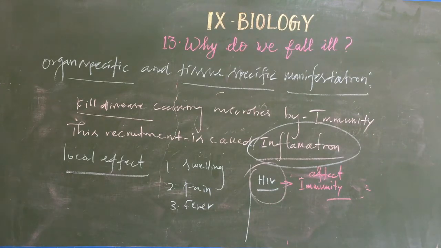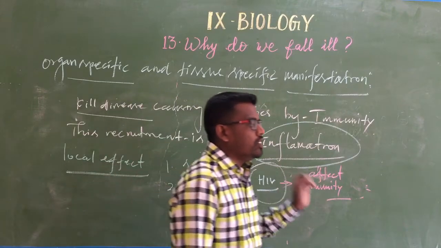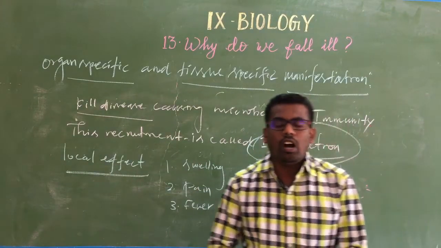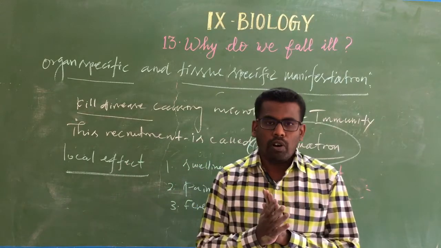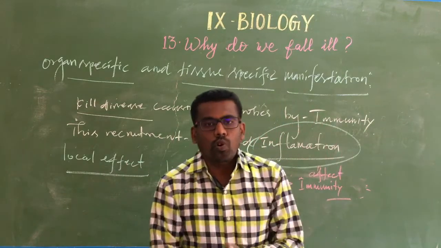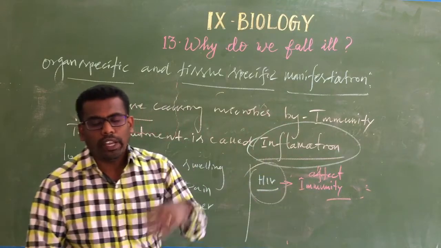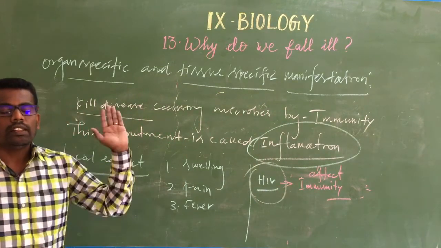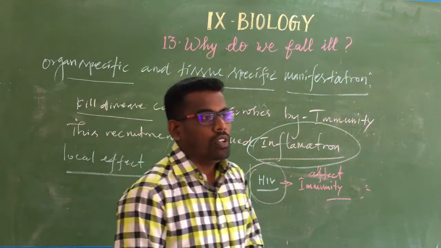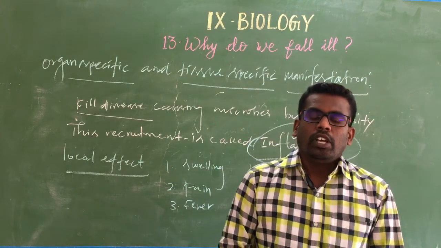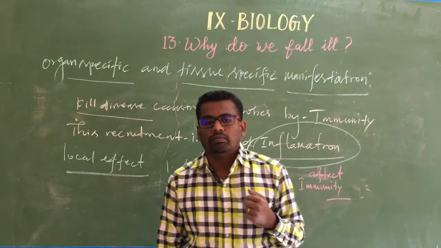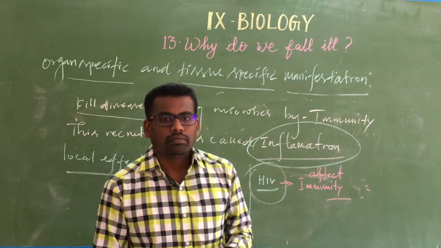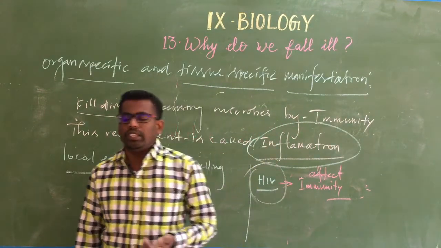Okay. Next, organ specific and tissue specific manifestation. After the microorganism enters into the body, where will it go? Where will it reach and where will it settle? That depends upon the point of entry. If it enters through the nose or through air, it reaches the lungs. Then symptoms: trouble in breathing.